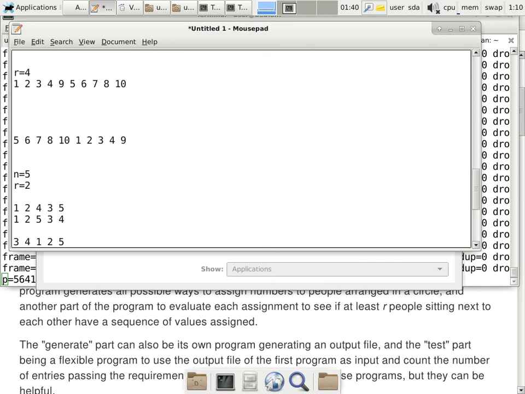Any other questions? Well, related to the homework assignment. No questions?